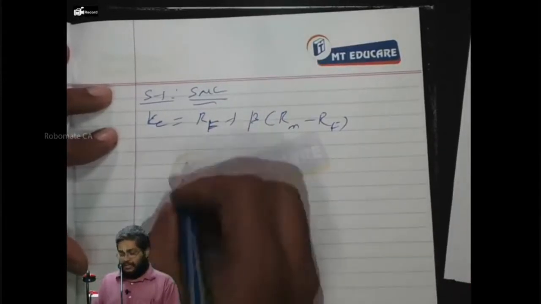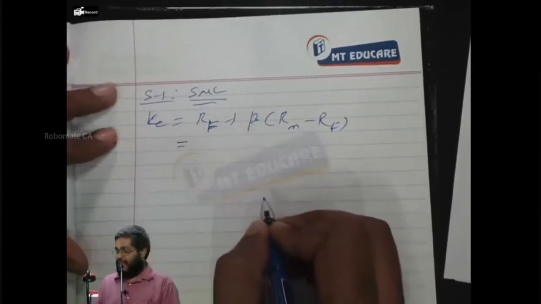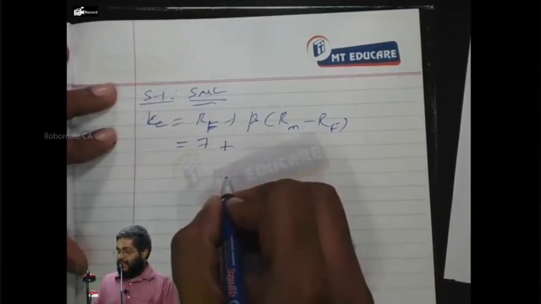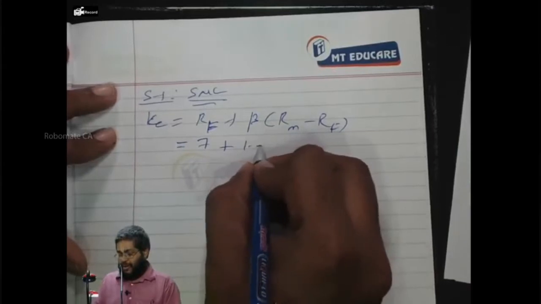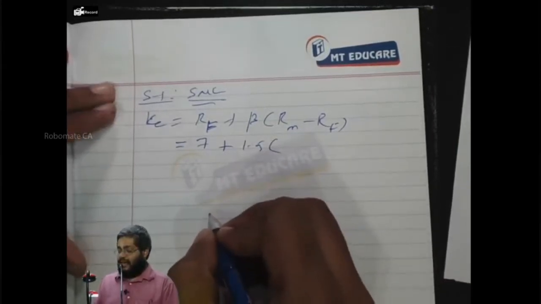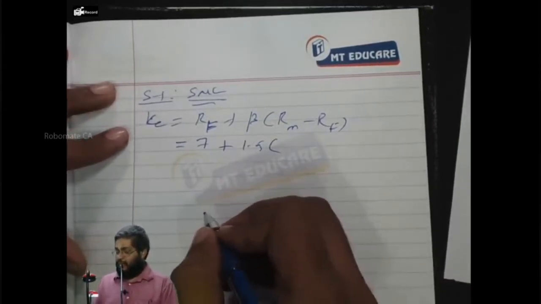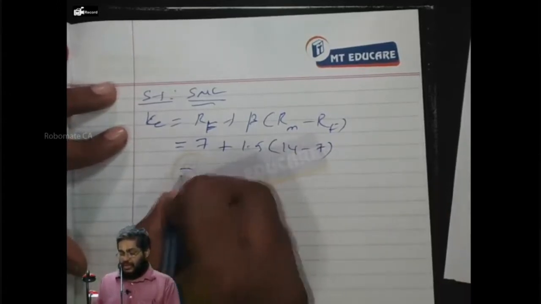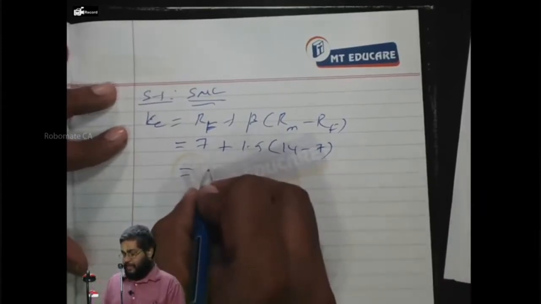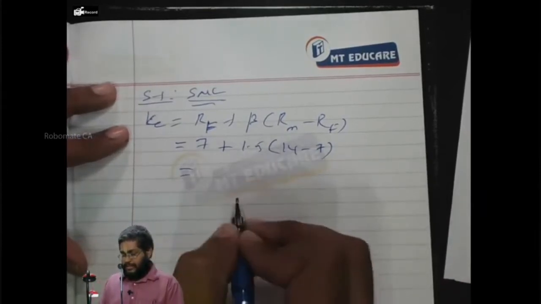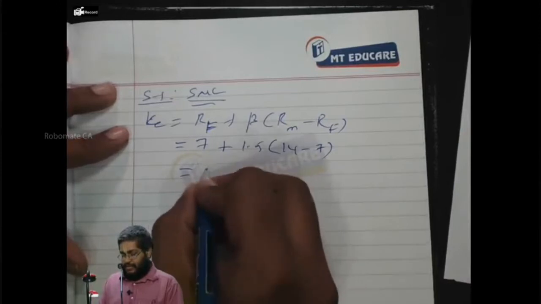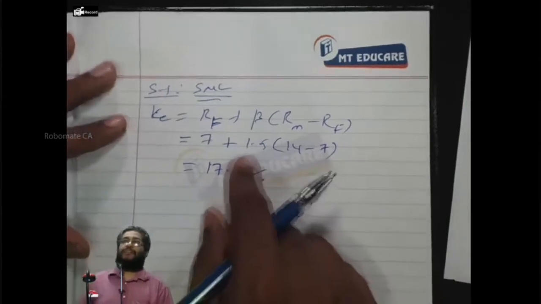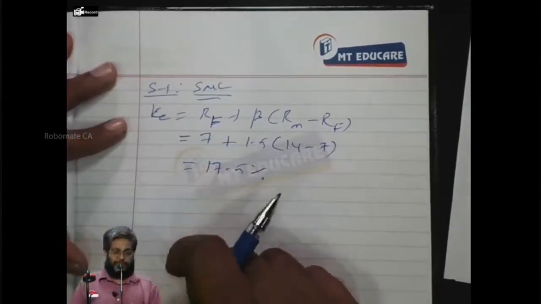Okay. Now, can I substitute the numbers or not? Everybody participate. What is the risk-free return here? 7 plus. What is the beta of the security? 1.5 into, what is RM minus RF? What is the market portfolio? 14 minus 7. So 7 plus 1.5 into 14 minus 7. How much percent is it here? 17.5. KE is equal to 17.5%.